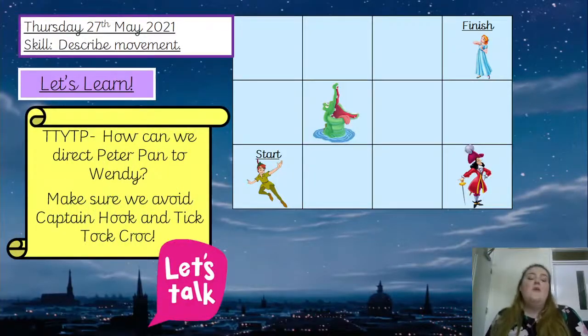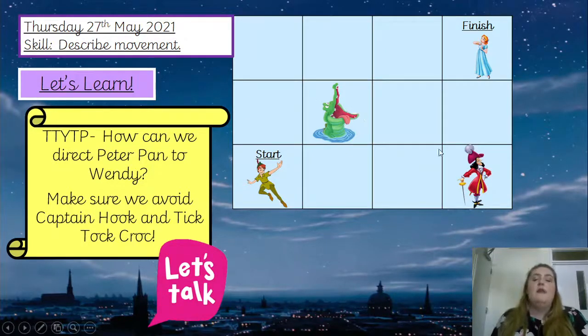So, how can we direct Peter Pan to Wendy then? Make sure that we avoid Tick-Tock Croc and Captain Hook. So here's Tick-Tock Croc and Captain Hook. And I would like you to think, how could we get Peter Pan from here to here? How many times will he need to move forwards? How many times will he need to move backwards?